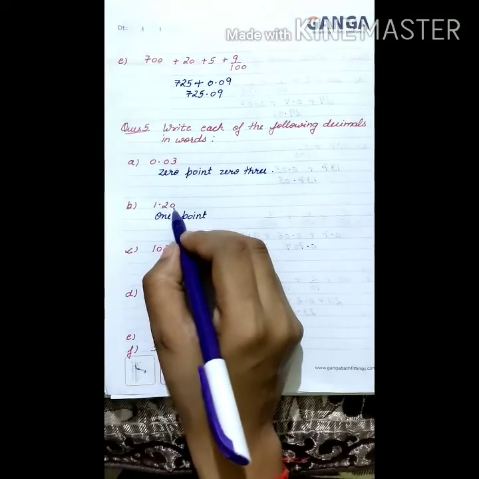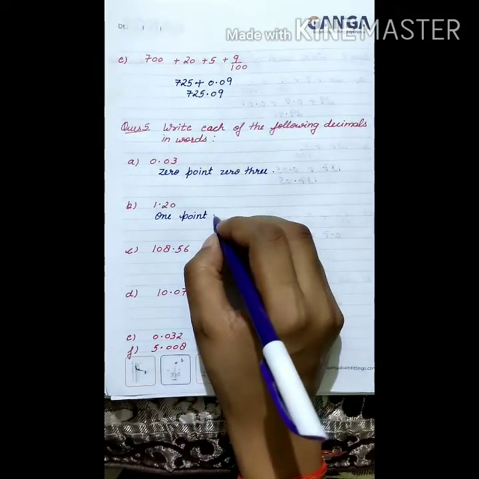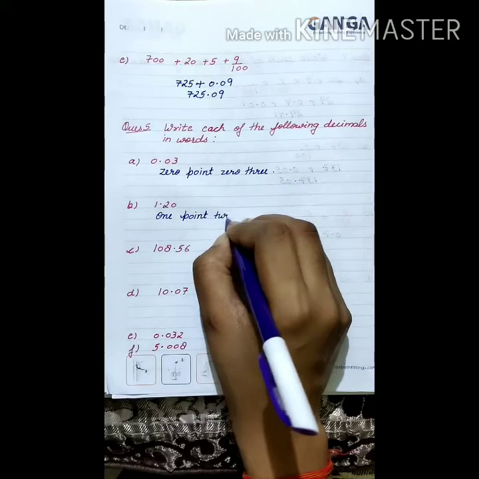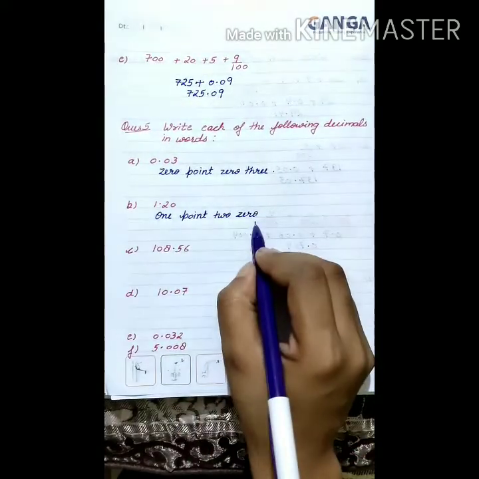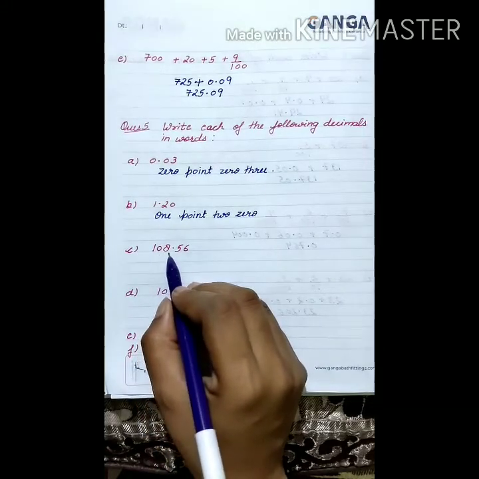Here we have 2 and 0 to the right side of the decimal point. So we write them as individual digits, that is 2, 0. That is 1.20.